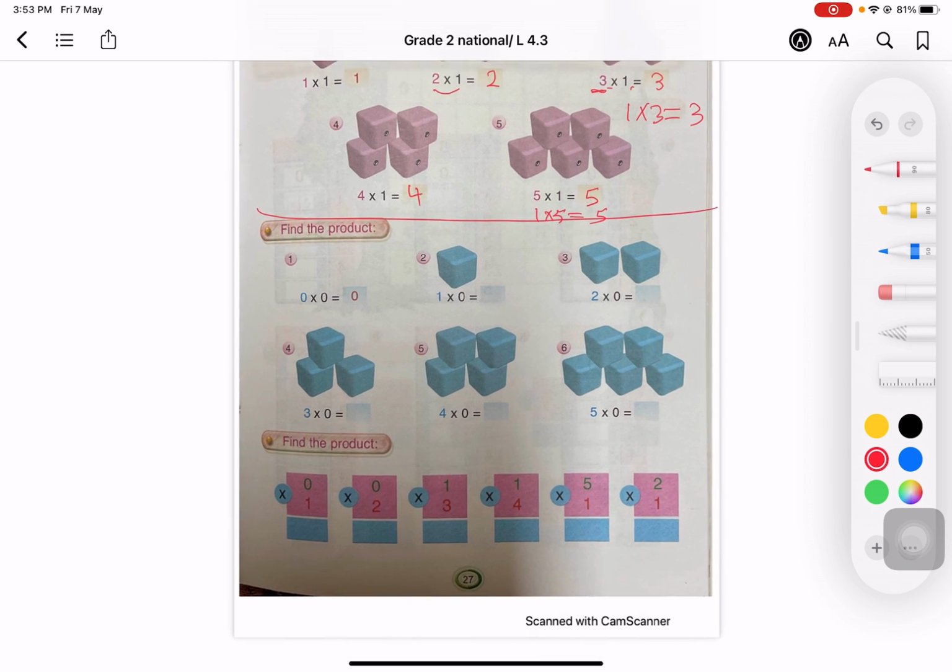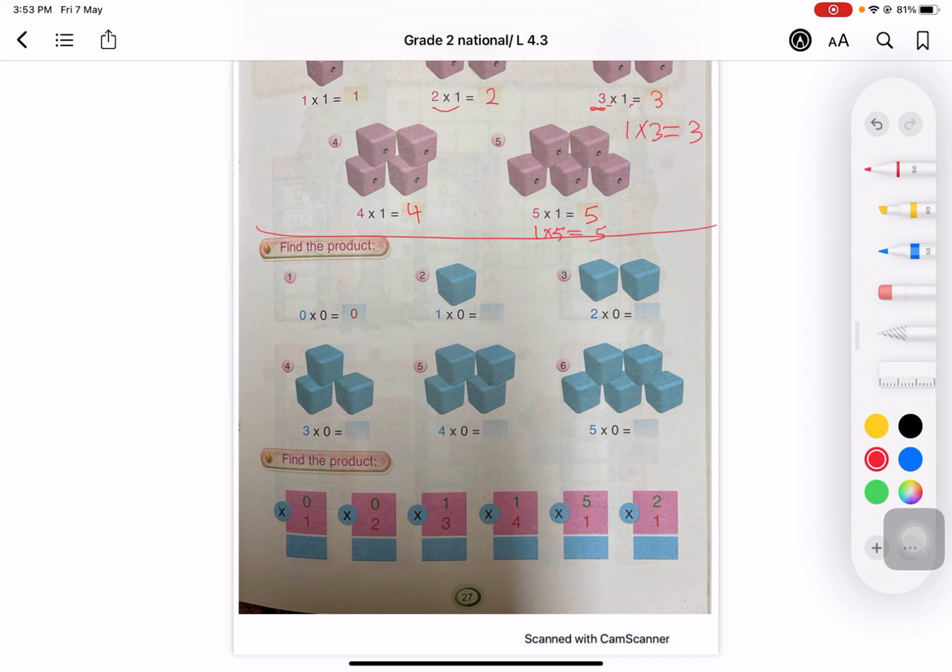Let's go to the second part. Second part, it's multiply by 0. Any number you multiply by 0, you will get what? 0. For example, 0 by 0, you will get 0. 1 by 0, you have 1 dime without any dots on it. So it's 0 points. So the answer is what? 0. You have 2 dimes with 0 points, 0. You have 3 dimes with 0 points, 0. And so on, 0 and 0.